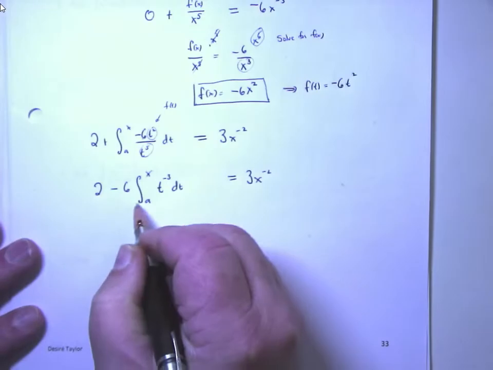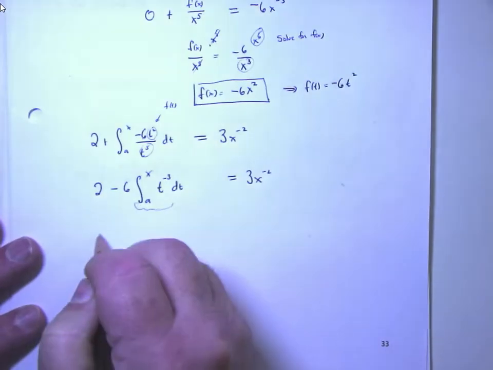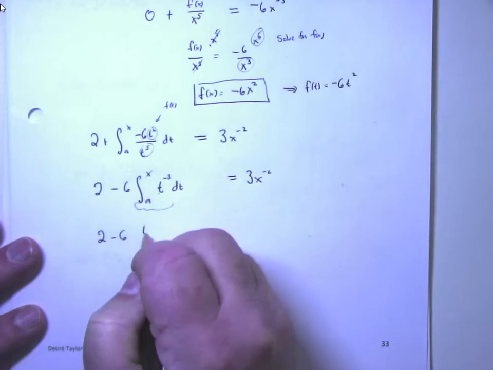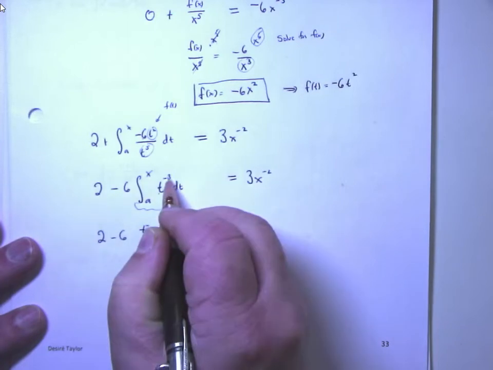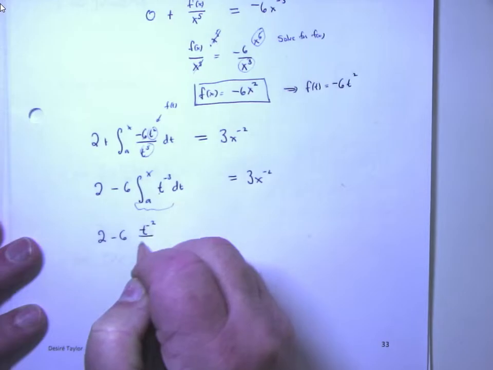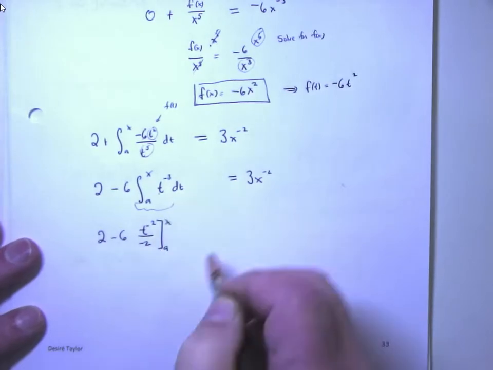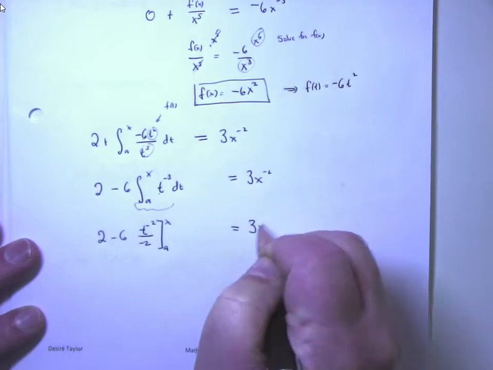So now I'm going to integrate this. This will be 2 minus 6 times the integral of t to the negative 3, which is add 1 over add 1. That'll be t to the negative 2 over negative 2, evaluated from a to x. And remember, that's equal to 3x to the negative 2.